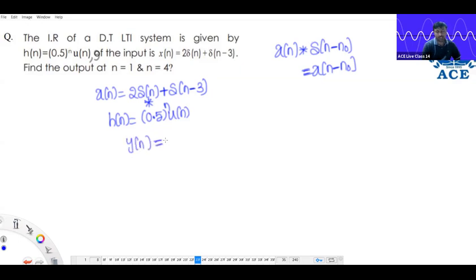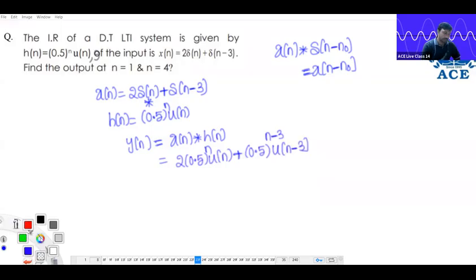y[n] is x[n] convolved with h[n]. After doing convolution, 2 delta[n] convolved with this term means 2 into 0.5 whole power n u[n], plus the signal convolved with delta of n minus 3, which means shifted by 3 units. So in this expression, first time output covers which index? n greater than or equal to 0. Second time, u of n minus 3 indicates it covers after 3.